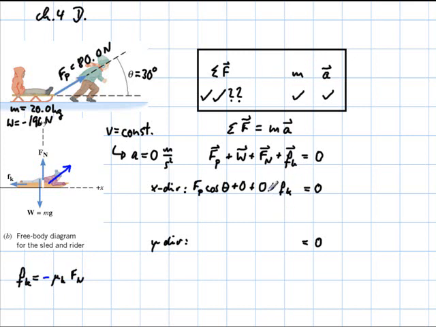So in this one here, in this case we already figure out what the frictional force is. Fk equals negative Fp cosine theta. So that comes out to a negative, and that's what we said. This one here has to come out to negative.